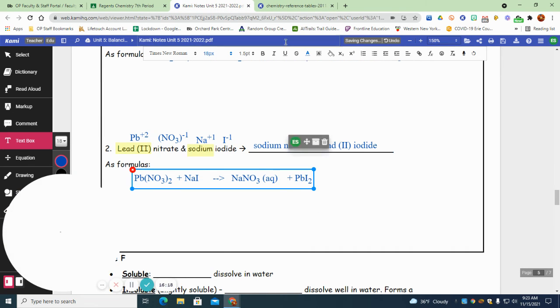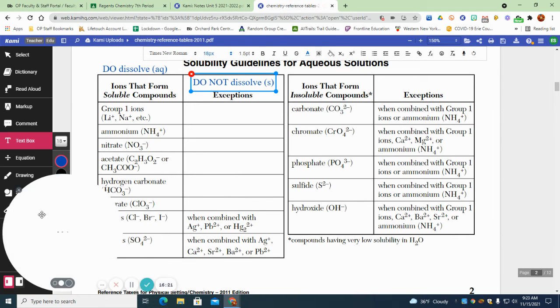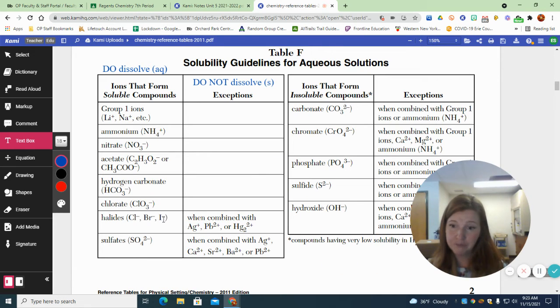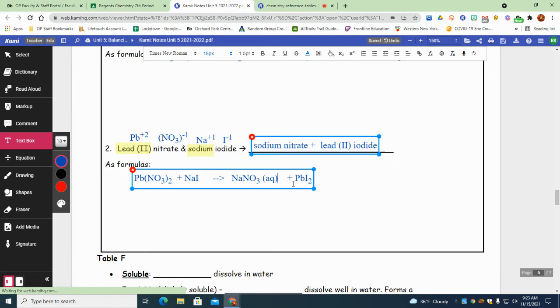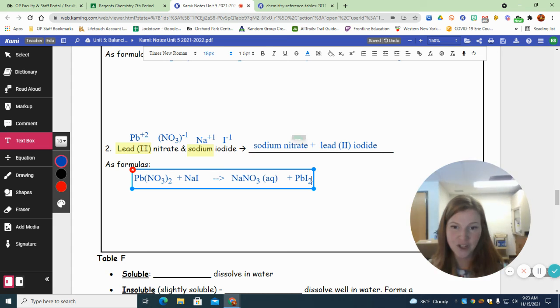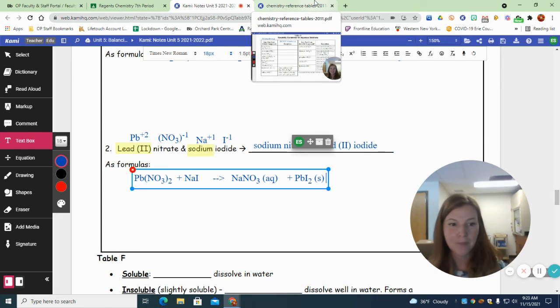Now let's look at PbI2. Well, here's iodine. It's a halide. Halides are typically aqueous. They do dissolve. They are soluble in water, except when combined with silver, lead, or mercury. So PbI2 is going to be insoluble. It would be marked as a solid. So does this reaction actually take place? Yes, it does. Why? I form a precipitate. I made a solid. Okay.